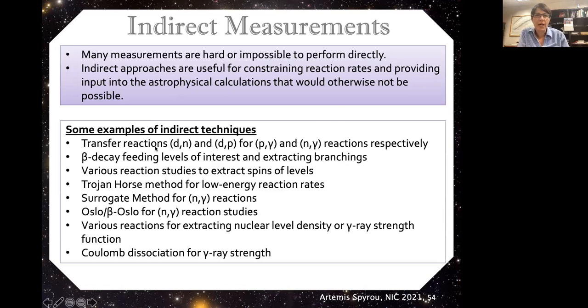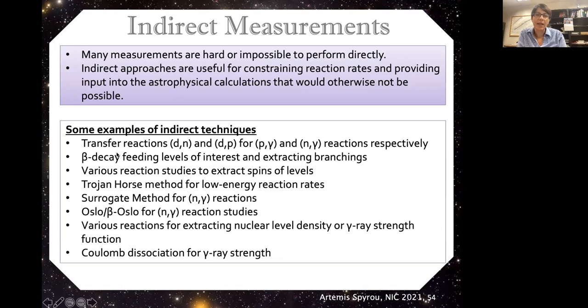I'm showing here some examples of indirect techniques. You can see already it's a long list, and there's a lot more that I probably missed. So we can use, for example, transfer reactions, (d,n) or (d,p) reactions. I showed this on the first day, where we use this (d,n) or (d,p) reaction to sneak into the nucleus a proton or a neutron, and this way just study what's going on with the nucleus when it captures one of those protons or neutrons, even if they are part of the deuteron.